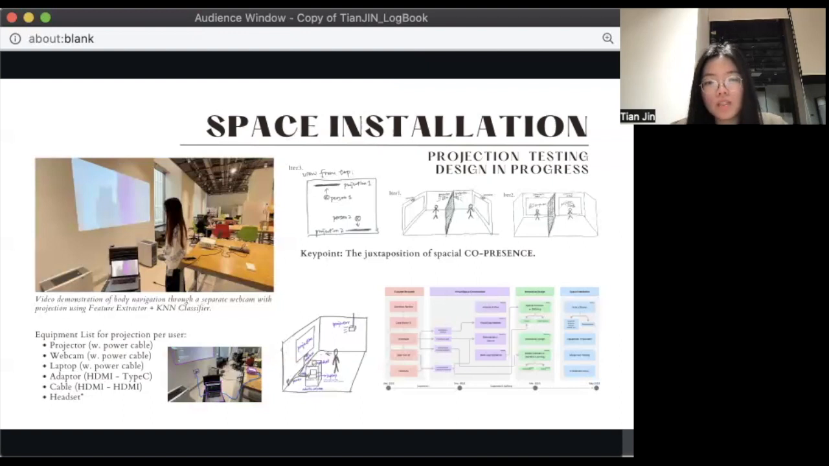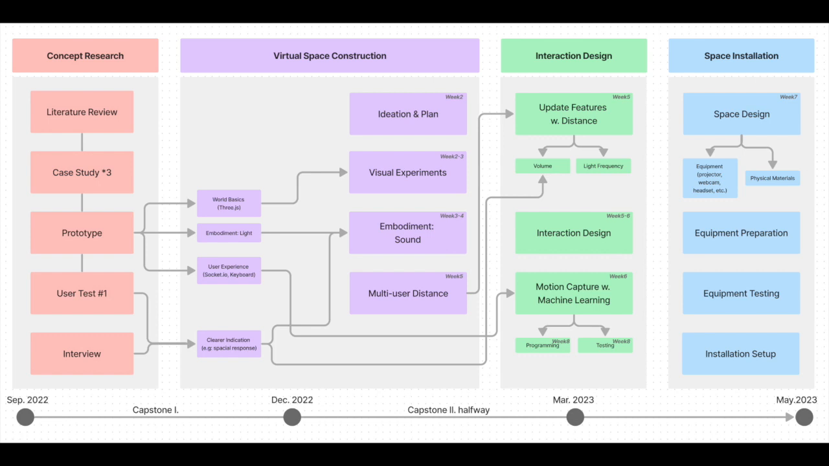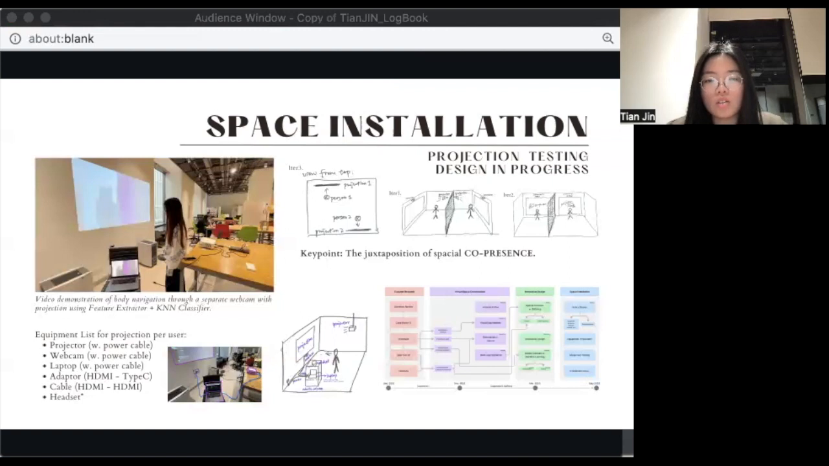And here I made a general flowchart of my Capstone progress, starting with last semester's research, virtual world construction, interaction design, into the final space installation. We're now already halfway through, and for the rest of the time, my main focus would be 3 later parts. One is to finalize all visual designs of the virtual world, because different colors and saturations would all have different effects through projection. So my final tunes would largely rely on projection testing.